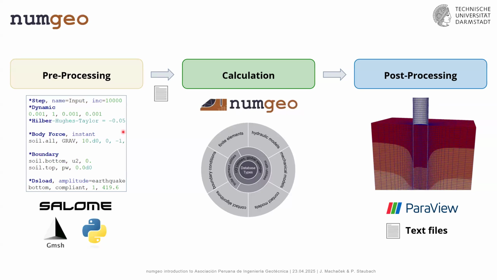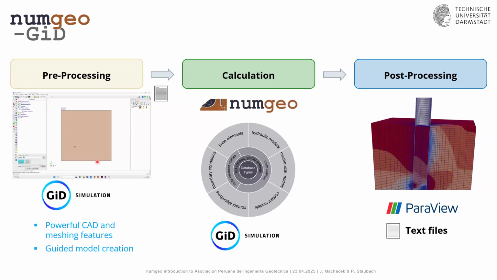Now, obviously, for the pre-processing, that is not a very elegant way, especially if you want to model something quickly, because getting used to that, let's say, input style language, it takes some time, and it also takes time to code that. So we're currently improving on that. And we're interfacing NUMGEO into the preprocessor GID so that we can leverage the cut features and matching features of GID, and that we can offer you a guided way of creating such a finite element model. And then you can run NUMGEO from inside GID.